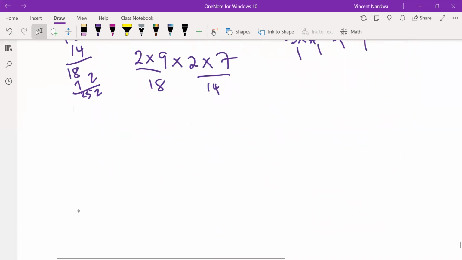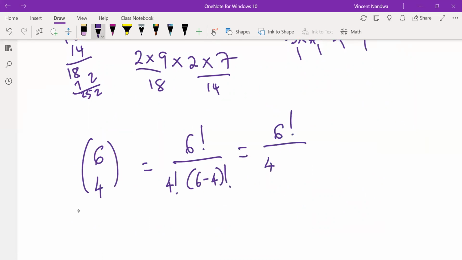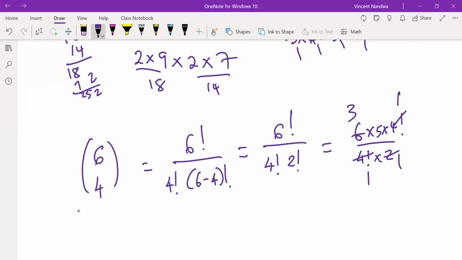If you are given 6 combination 4, we have 6 factorial over 4 factorial times 6 minus 4 factorial, which will be 6 factorial over 4 factorial times 2 factorial, which is 6 by 5 by 4 factorial over 4 factorial times 2. So this one, 1, 3. So the answer will be 15.